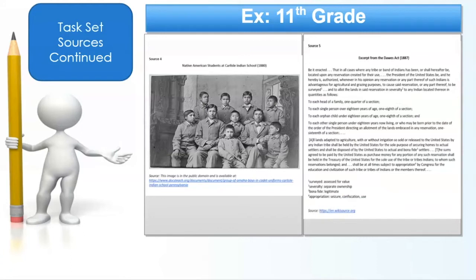Source 4 is a photograph. This shows Native American students at the Carlisle Indian School in 1880. We want students to know how to analyze that photo, be able to make sure that they can make connections to content that they're familiar with.